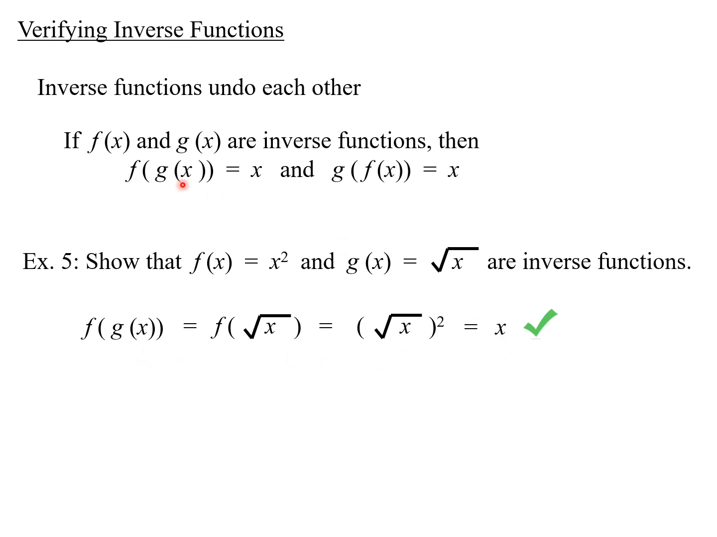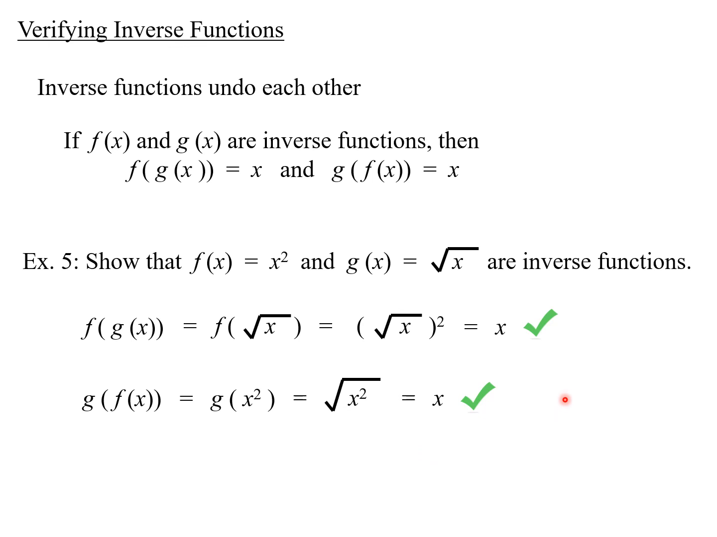So we tested that condition. We also have to test the other condition, that g of f of x is equal to x. Well, let's see. If f of x is x squared, for g we take everything and just put it underneath the radical sign. So we get the square root of x squared, which we also know is equal to x. So that also checks out.